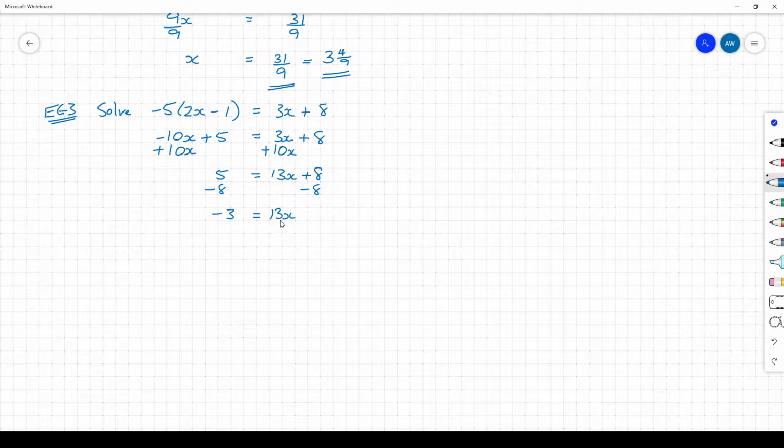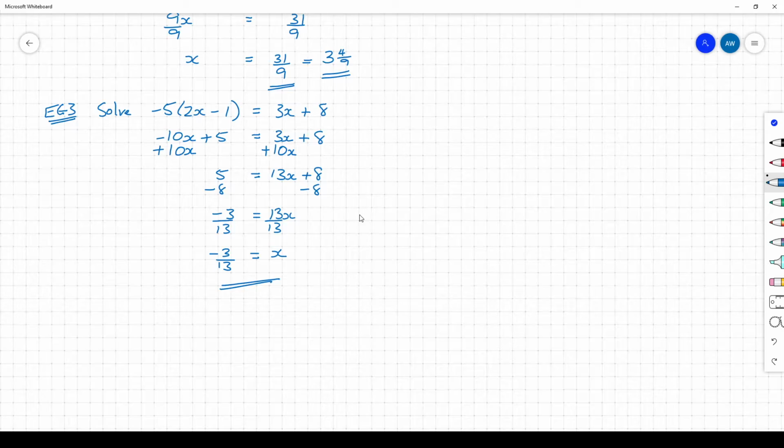Now we need to divide by 13 to turn that into 1x. And if we do it that side, we know we have to do it that side. And minus 3 over 13 is just minus 3 over 13. You can't do anything with that. Leave it as a fraction. And that equals x. And don't go messing about with it, trying to change it into a decimal. Fractions are much nicer and much easier to work with. Okay? So there we have it.